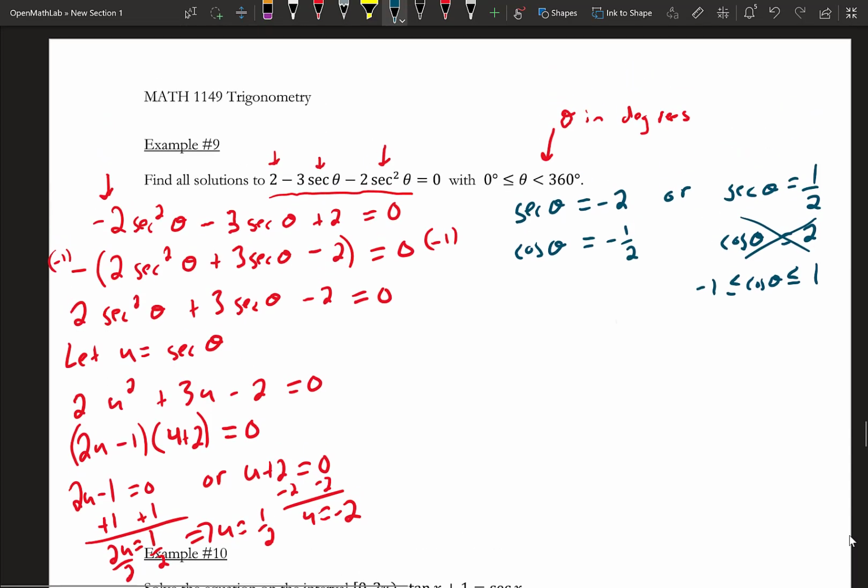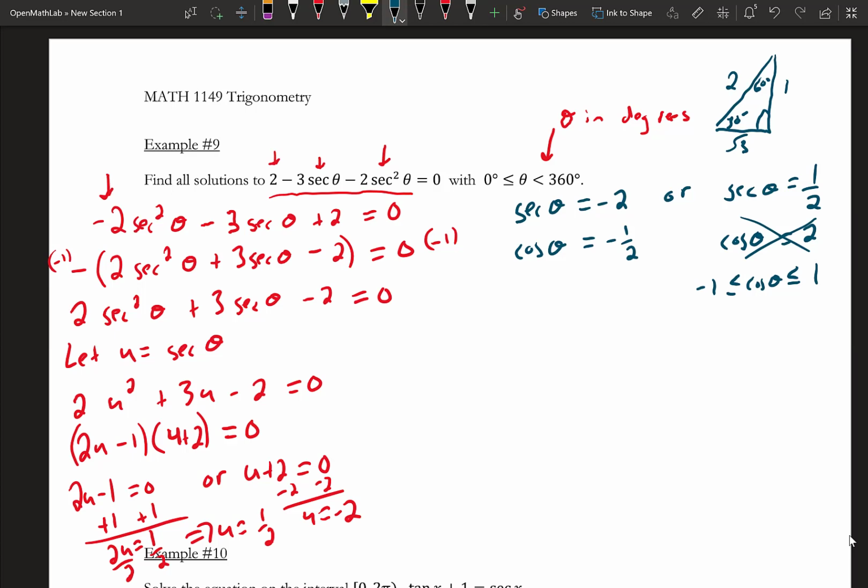So the special triangle that deals with the half is a 30, 60, 90 triangle. So 30, 60 degrees. Across from 30 we have 1, square root of 3, and 2.